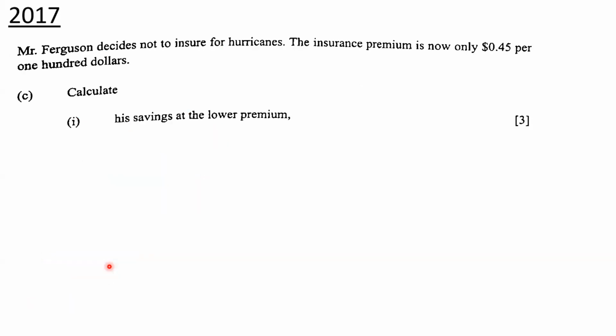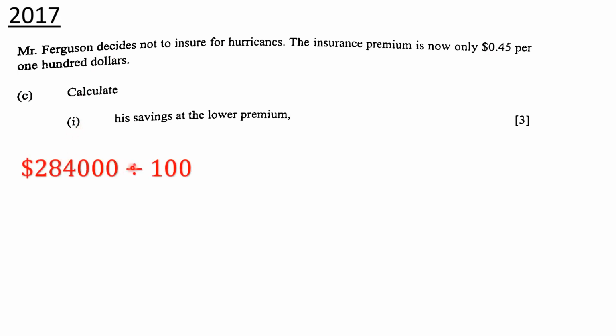It says, Mr. Ferguson decides not to insure for hurricanes. The insurance premium is now only 0.45 per $100. Calculate his savings at this lower premium. So he doesn't want the hurricane coverage one. He wants the one without the hurricane coverage, and the one without the hurricane coverage is less. You only have to pay 45 cents for every $100. So let's first again figure out how many $100 is inside 284,000.